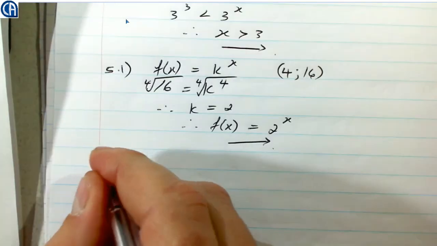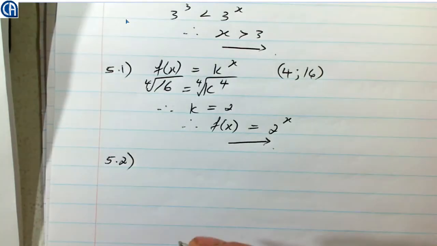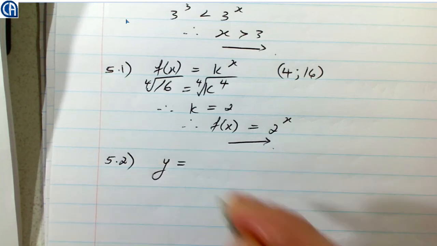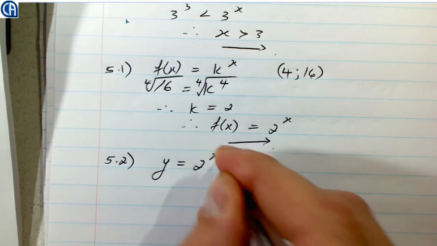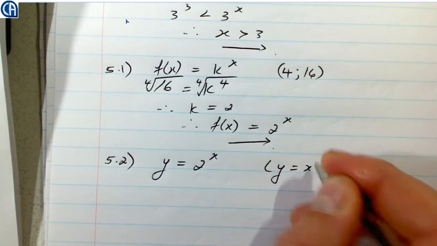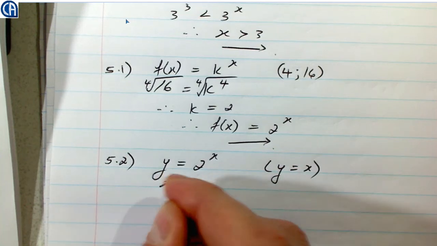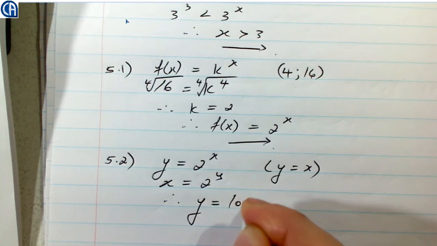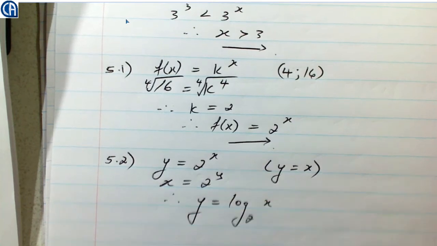5.2. The graph of g is obtained by reflecting the graph of f about the line y equals x. Determine the equation of g in the form y equals. So y equals 2 to the x. Interchange x and y. Therefore y equals log base 2 of x.